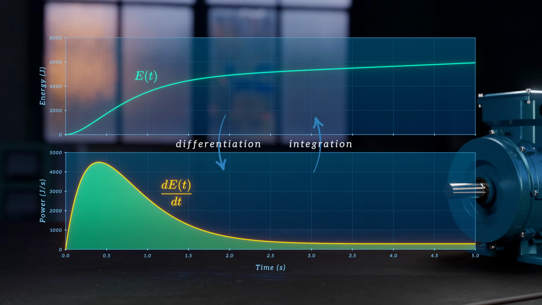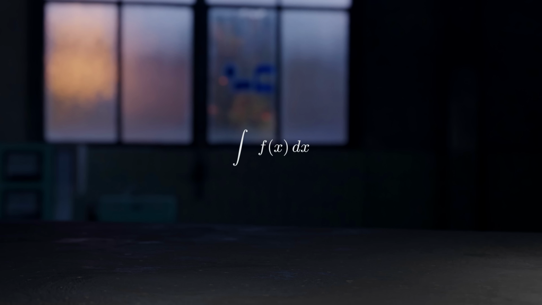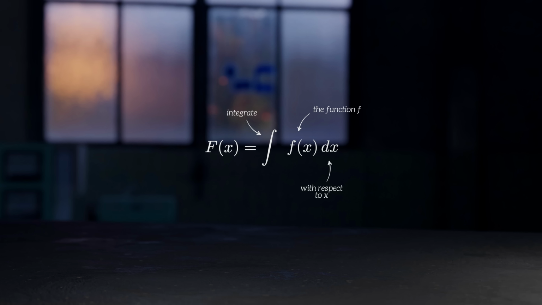Mathematically, integration is represented using the integral symbol. This means integrate the function f with respect to x. The result is a new function, the antiderivative, that gives you the total amount accumulated as a function of x. When limits are added to the integral symbol, they define the interval over which you're integrating, which is equivalent to calculating the total accumulated change from x equals a to x equals b.